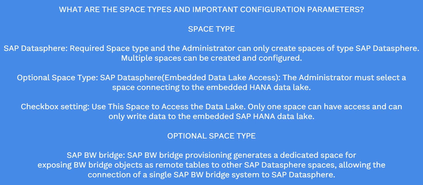Embedded data lake access. The administrator must select a space connecting to the embedded HANA data lake. Checkbox setting: Use this space to access the data lake. Only one space can have access and can only write data to the embedded SAP HANA data lake. Optional space type, SAP BW Bridge. SAP BW Bridge provisioning generates a dedicated space for exposing BW Bridge objects as remote tables to other SAP Datasphere spaces, allowing the connection of a single SAP BW Bridge system to SAP Datasphere.